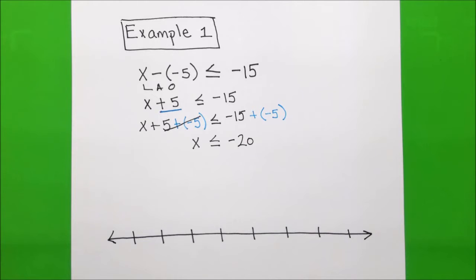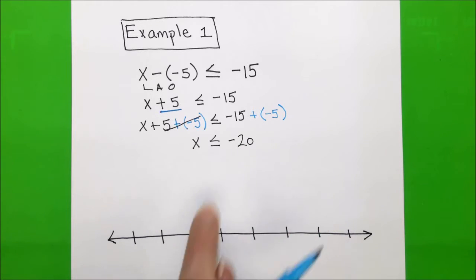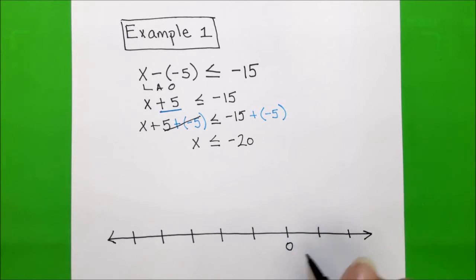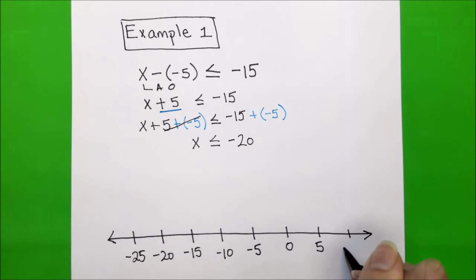To graph this inequality, I need to start at -20, so I need to make numbers on my number line. I'm going to start here, 0, I'm going to go in 5s, -5, -10, -15, -20, -25. Over here I'd have 5 and 10.